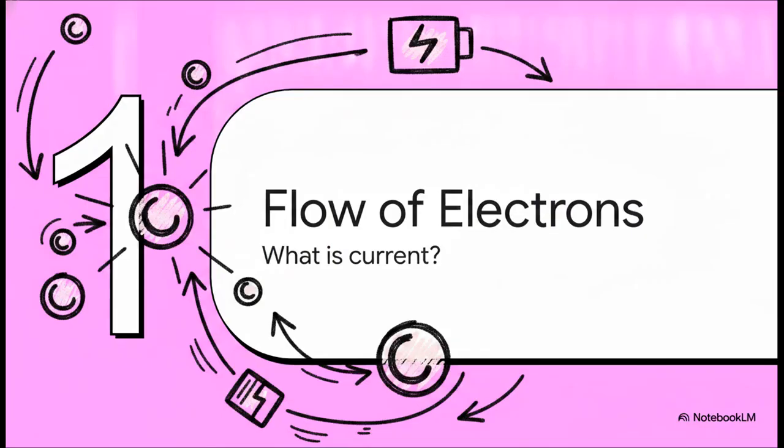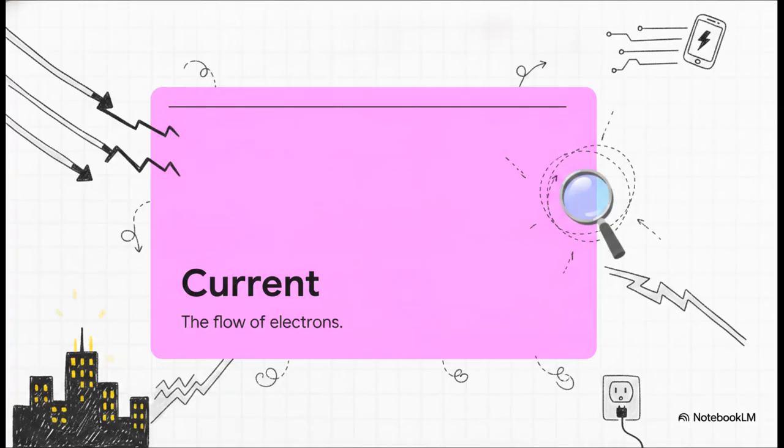Section 1, the flow of electrons. So what exactly is current anyway? To make sure we're all on the same page, let's establish an absolute baseline here. Current is, quite simply, the flow of electrons. It's that fundamental movement of electrical charge that anchors everything. It runs our entire modern world, from massive citywide power grids right down to the tiny microchips inside your smartphone. But as you'll see, the specific way those electrons actually move dictates how the entire system works.